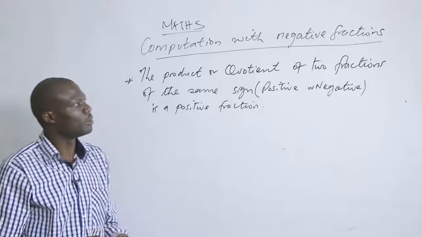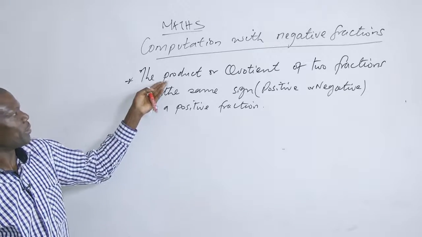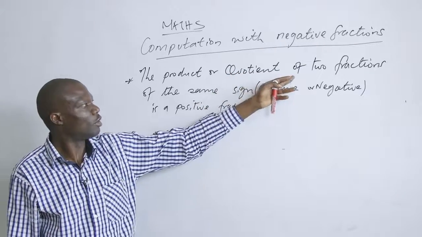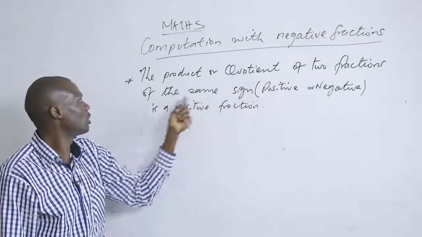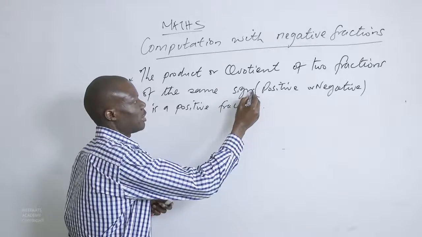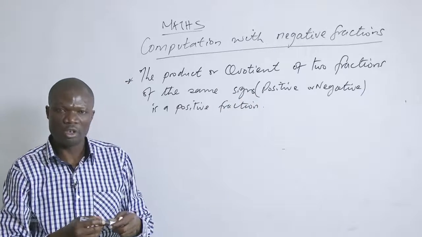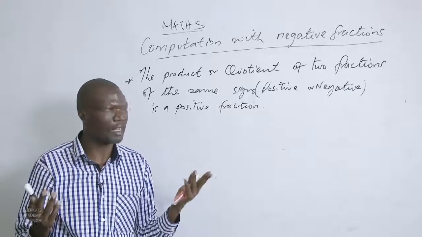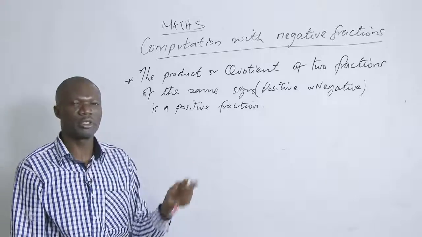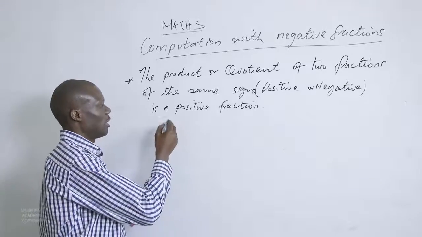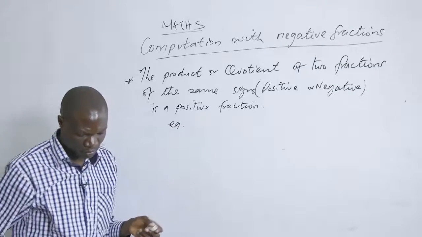So here, the product or the quotient of two fractions of the same signs, where the same signs here is either both of them being positive, or both of them being negative, is a positive fraction. It's a positive fraction. Let us illustrate this.